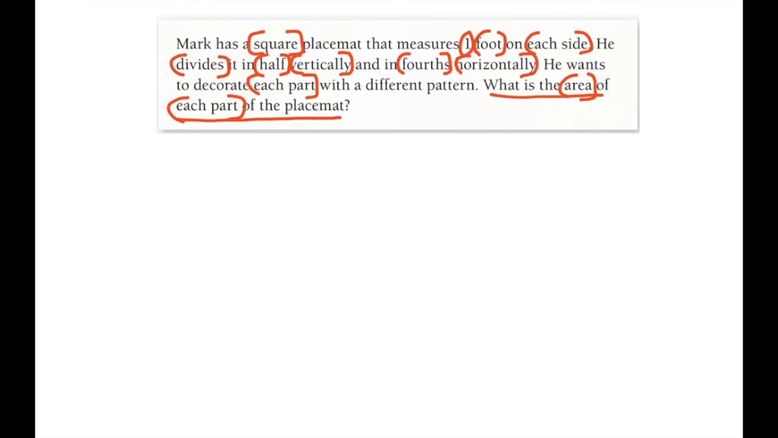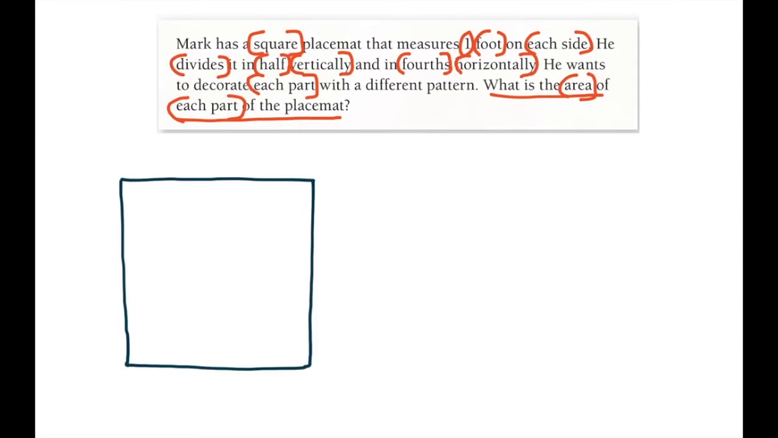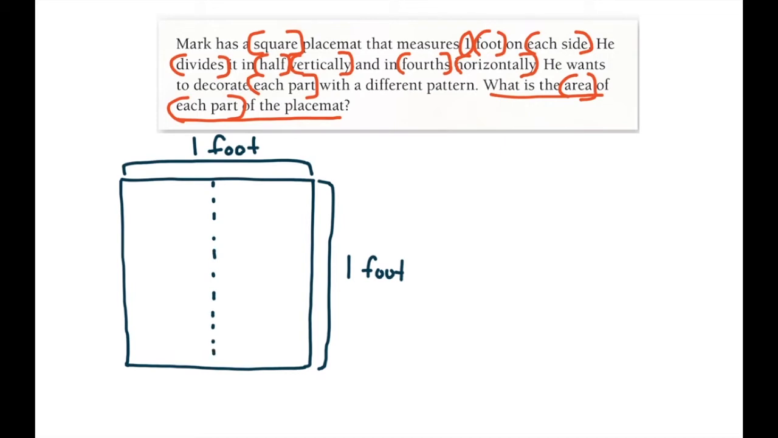To get a better idea of what Mark is trying to do, I'm going to start by drawing a picture. I first drew a square to represent Mark's square placemat. I know that this total length is 1 foot. And I know that this total width is also 1 foot. Mark then divides his placemat in half vertically. So that means that I need to split it right down the middle into 2 equal halves for my placemat. This gives me 2 columns. He then divides his square placemat in fourths horizontally. So that means that I need to break this area model into 4 rows.